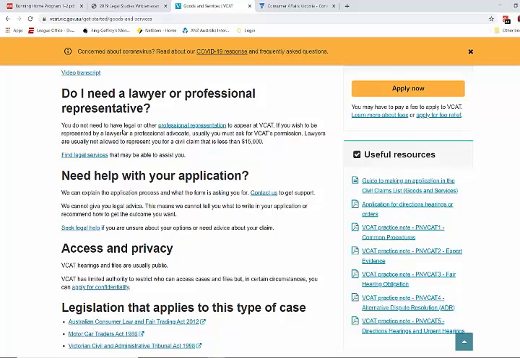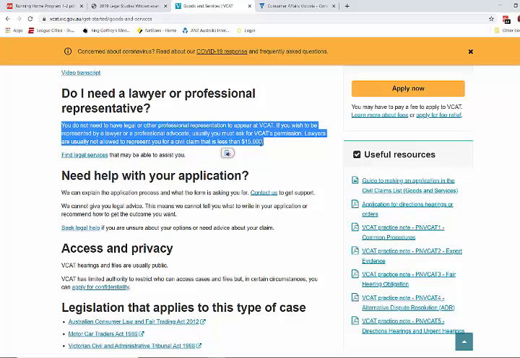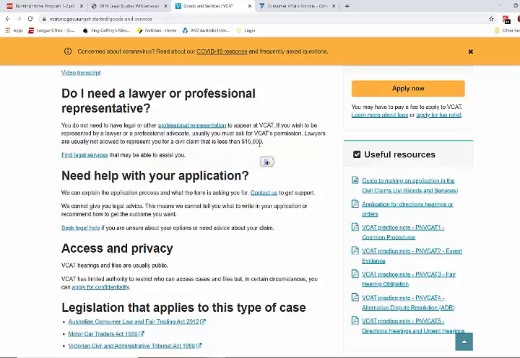What you need to really understand, and something that you could use as evidence, particularly if you're presenting that VCAT is a good option here, is that you actually need to ask for VCAT's permission, and lawyers usually are not allowed to represent you for a claim that is less than $15,000. So that's a really, really good specific bit of information you can use.